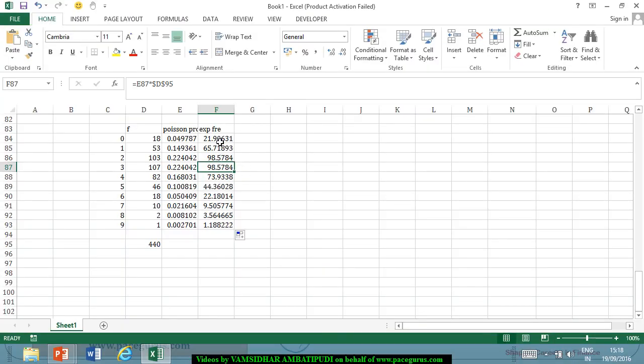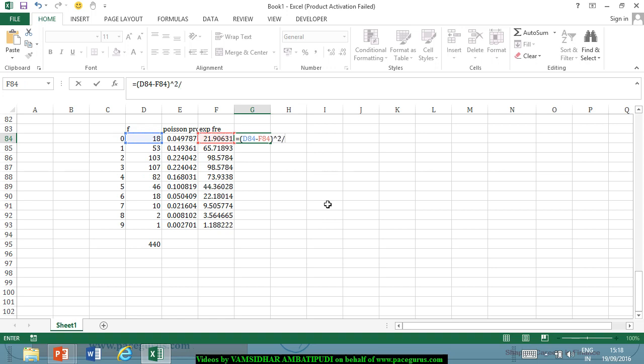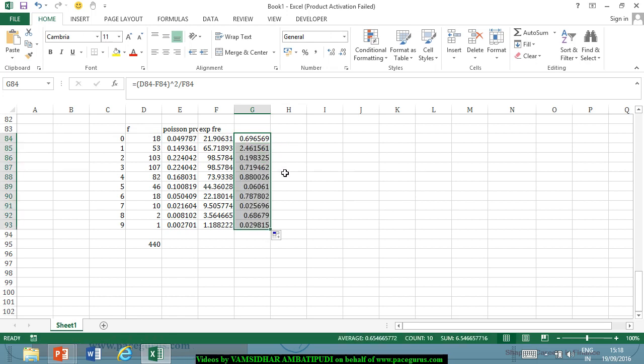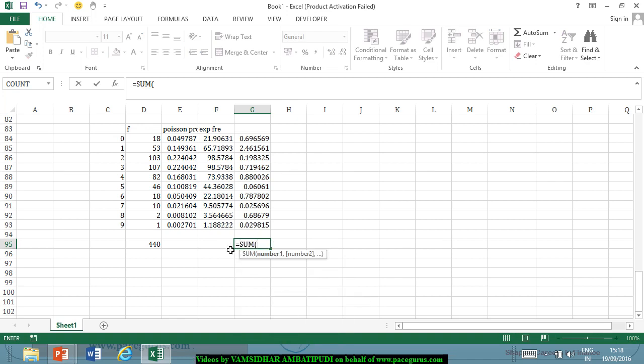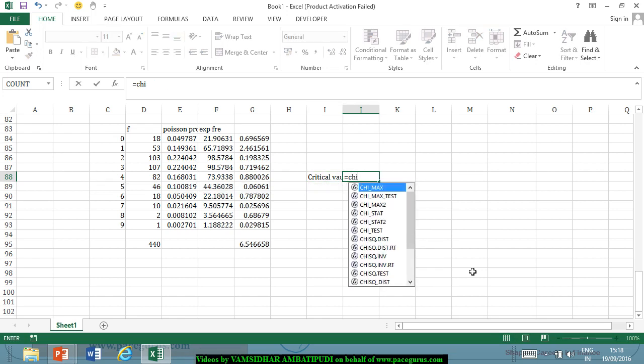These are my actual frequencies, these are my expected frequencies. So I can compute the actual frequency minus the expected frequency, whole squared, divided by the expected frequency, which makes the calculation something like this. Based on this, the computed chi-squared value is going to be 6.54. And now for my critical value, where I will go into the rejection region, I am going with a chi-squared distribution.